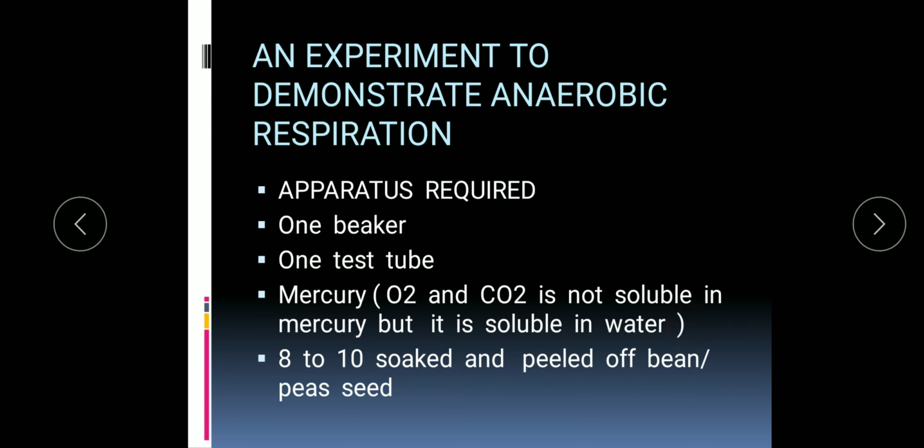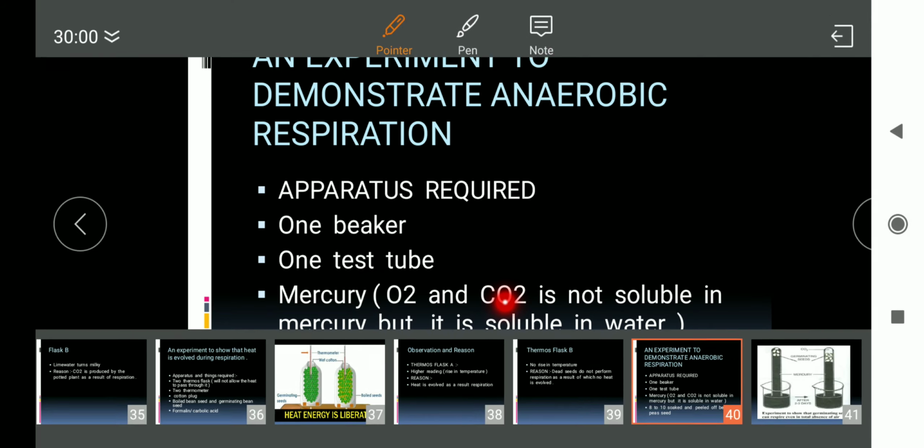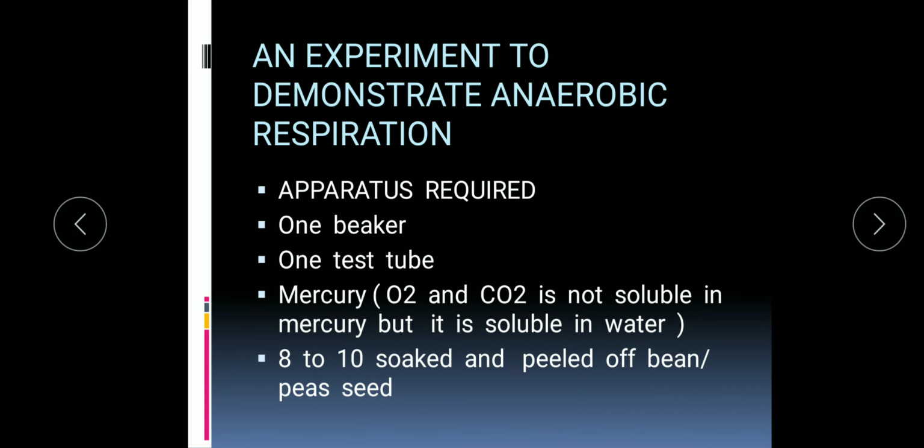So in place of water we have to take mercury, because oxygen, the requirement of aerobic respiration, is not soluble in mercury, and the product of anaerobic respiration, carbon dioxide, is also not soluble in mercury. That is why we take mercury in this experiment, because these two gases are not soluble in mercury. And we cannot take water because these two gases are soluble in water.